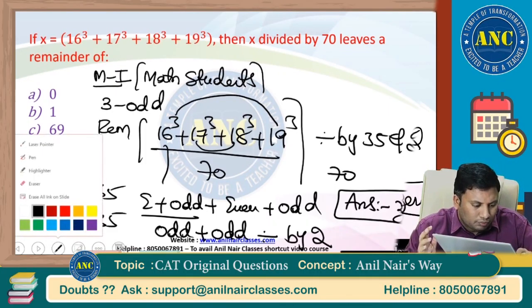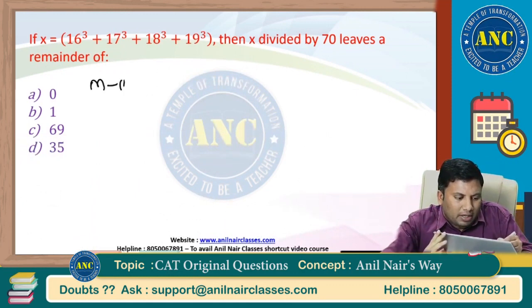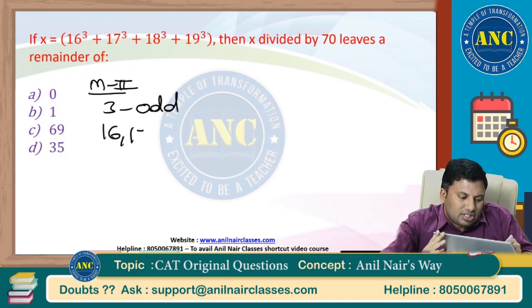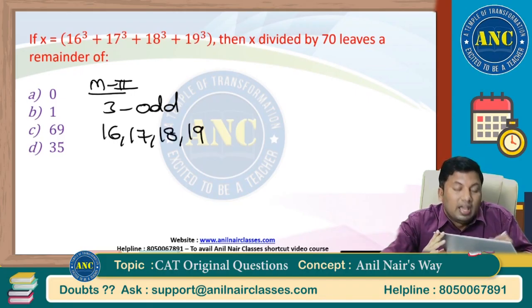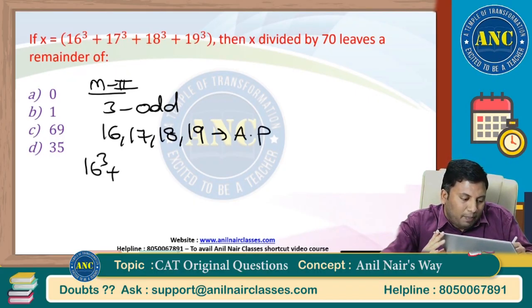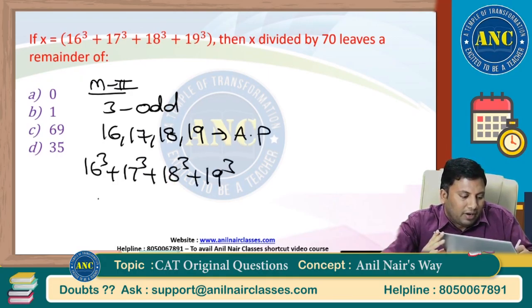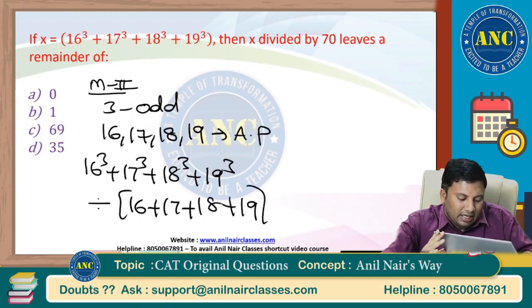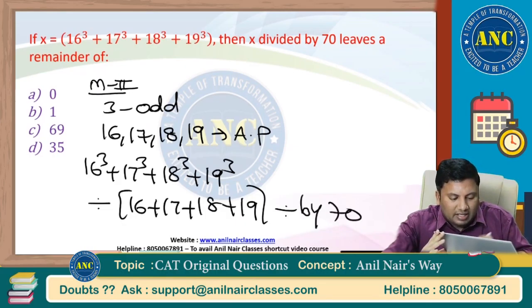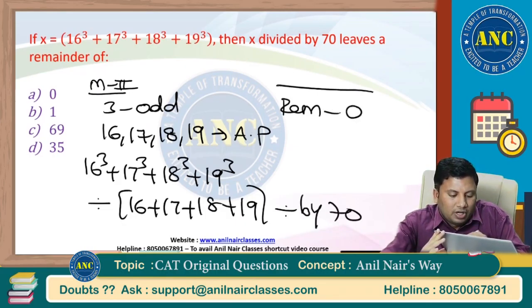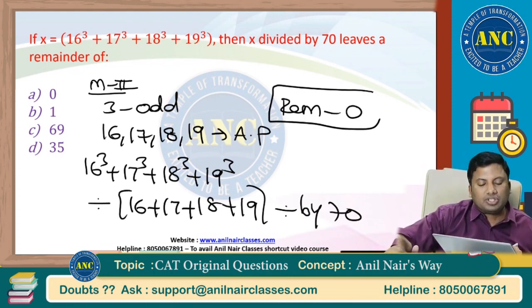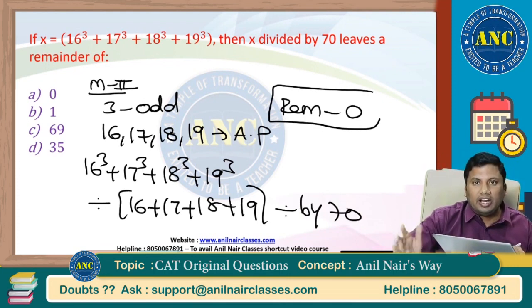Method number 2. 3 is an odd number. 16, 17, 18, 19, the difference is 1. The series is in AP. So A1 power K, A2 power K, A3 power K, A4 power K, the sum is divisible by 16, 17, 18, 19, which is nothing but divisible by 70. Remainder 0. This you will also find in most YouTube videos or in the regular textbook.